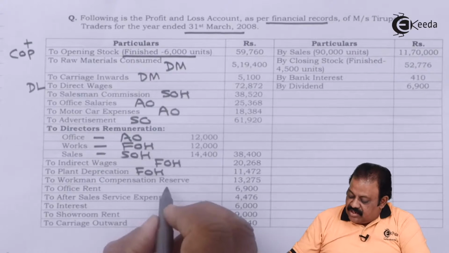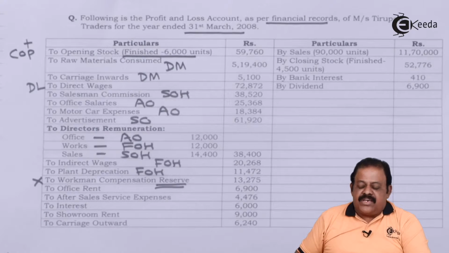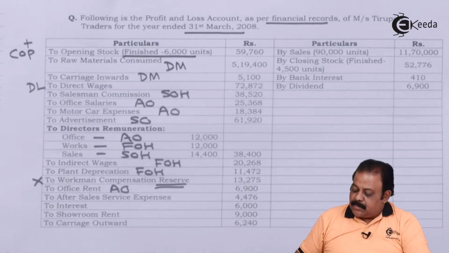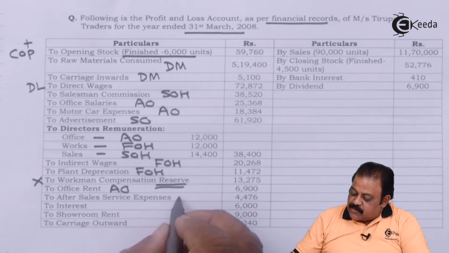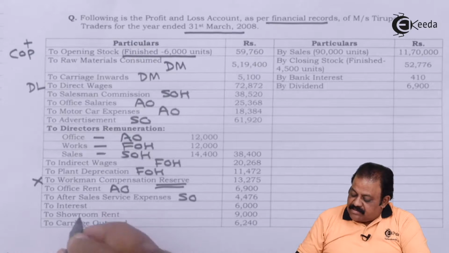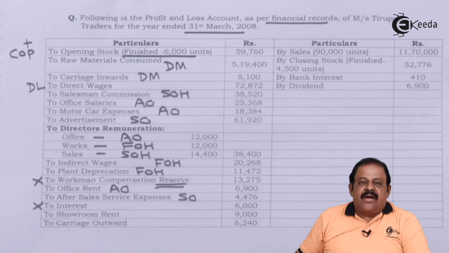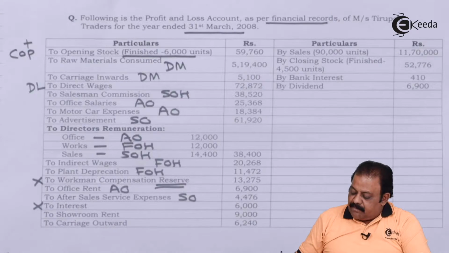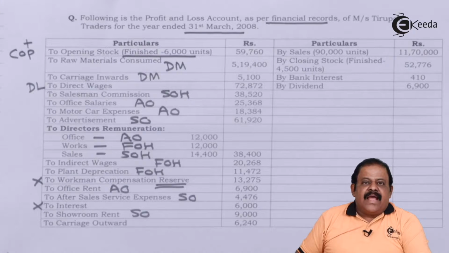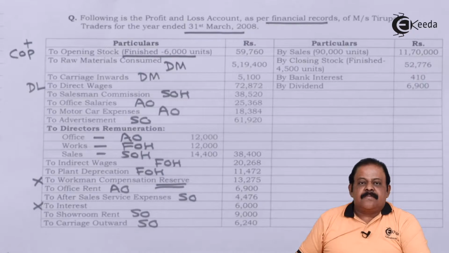Workmen's compensation reserve, this item is not recorded in cost sheet. Office rent, administration overheads. After sales service expenses, selling overheads. Interest, this is a finance expense which is not recorded in cost sheet. Showroom rent, selling overheads. Carriage outwards, selling overheads.